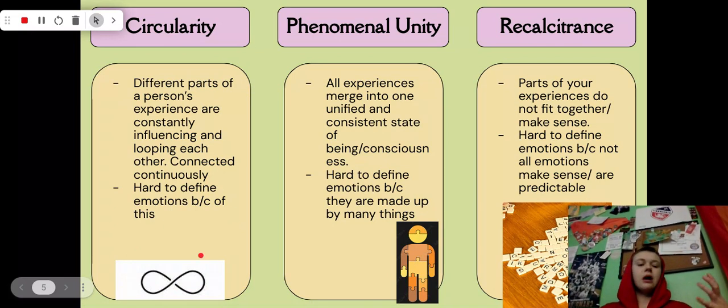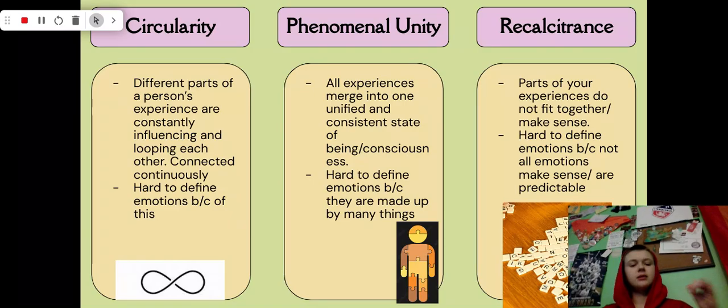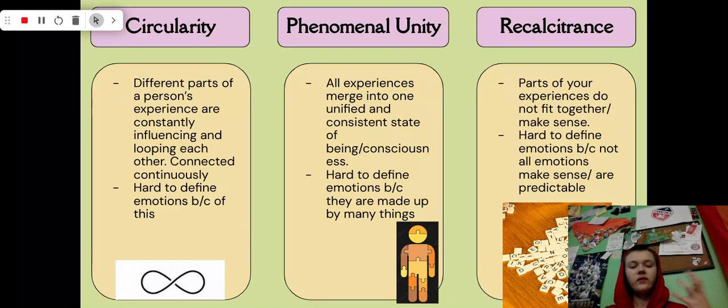This is the same thing. But this makes defining emotions really difficult because emotions are sometimes very strict and very standard. They are not always affecting one another. One emotion doesn't always have to affect another emotion, or one experience doesn't have to affect another experience. So it can make it hard to define what an emotion is when there isn't strict guidelines.